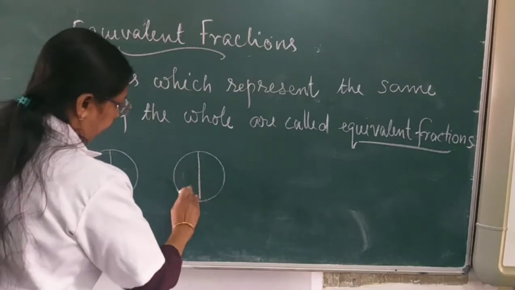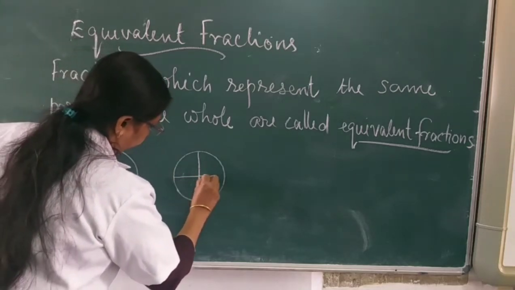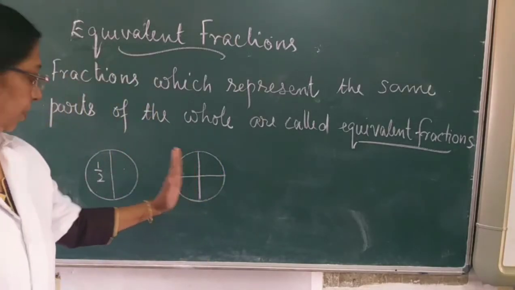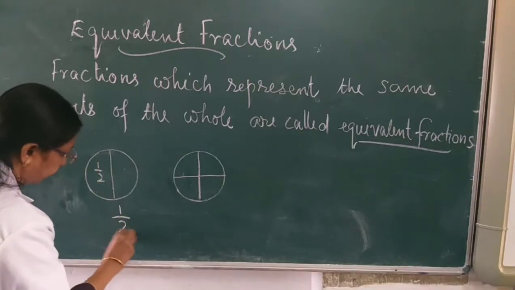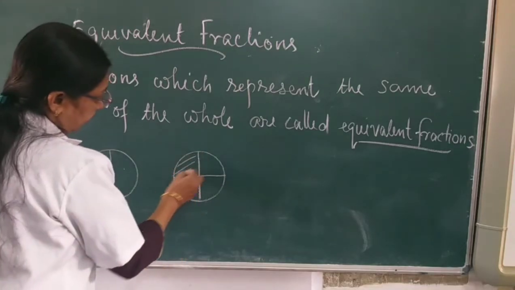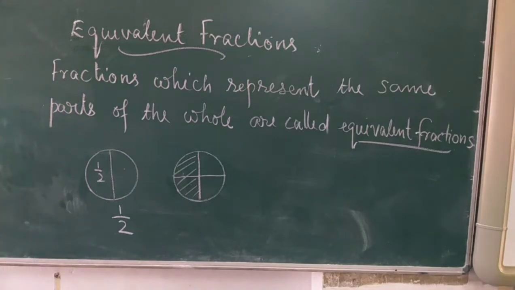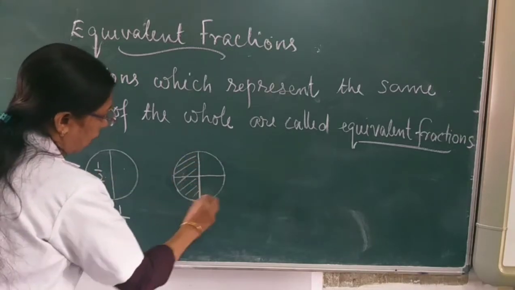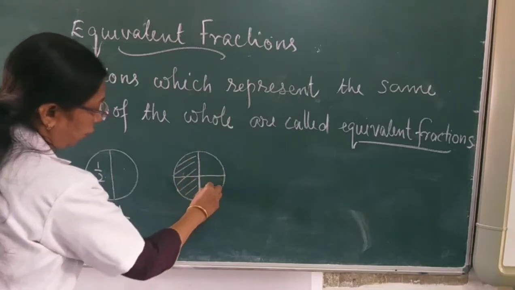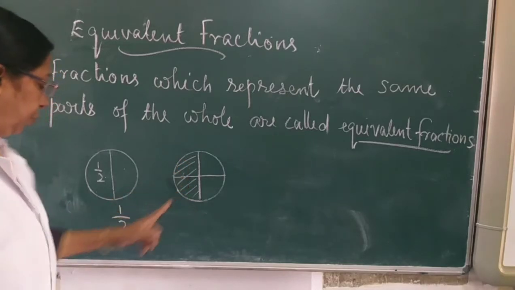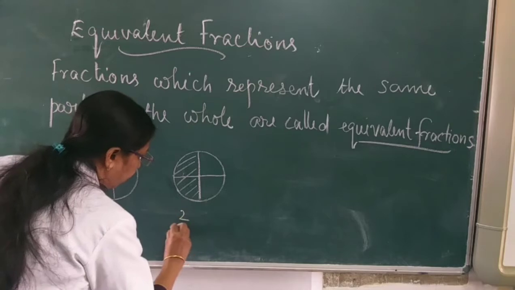Again, I divide this into two equal parts. Now there are four equal parts. This represents 1 by 2. And what is this? This shaded area is actually half of this circle. But the fraction is how many parts in all? 1, 2, 3, 4 parts in all. Out of those 4 parts, how many are shaded? 1, 2. This represents 2 by 4.